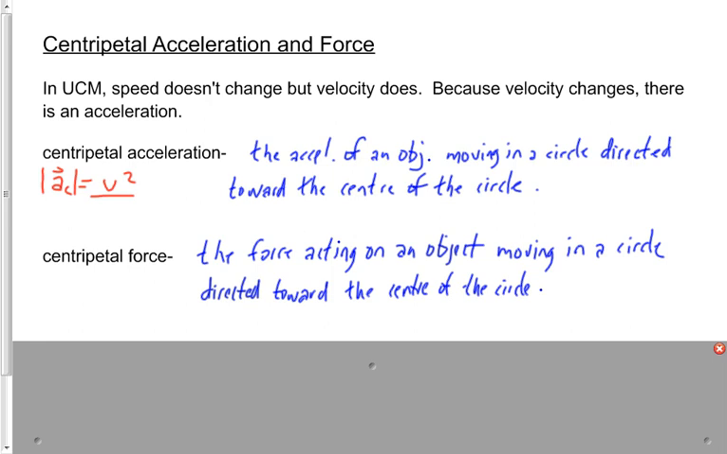What does v stand for? Yep, speed, not velocity, because the velocity changes. Speed's not changing here. R stands for what? Yep, good. It's the radius of the circle. What would the units for centripetal acceleration be? That's an easy question. If you think you know the answer, then you probably do. Okay? Meters per second squared. Good. Same as any other acceleration, right?